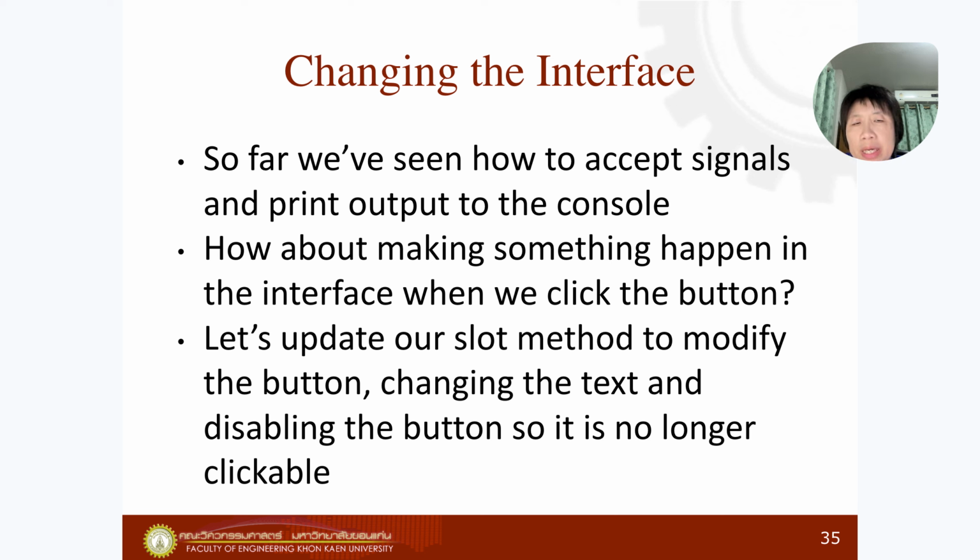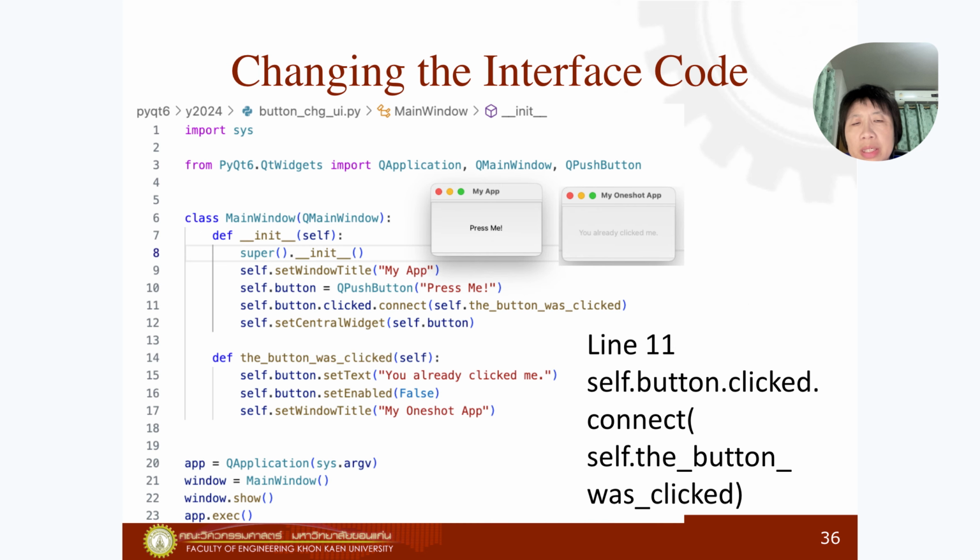Next, we're going to look at how we can change the interface. So far, we have seen how to accept signals and print output to the console. How about making something happen in the interface when we click the button? So let's update our slot method to modify the button, changing the text and disabling the button so it's no longer clickable. Okay, let's look at this example. When we click the push button, the button is not clickable and the text is changed. How can we do that?